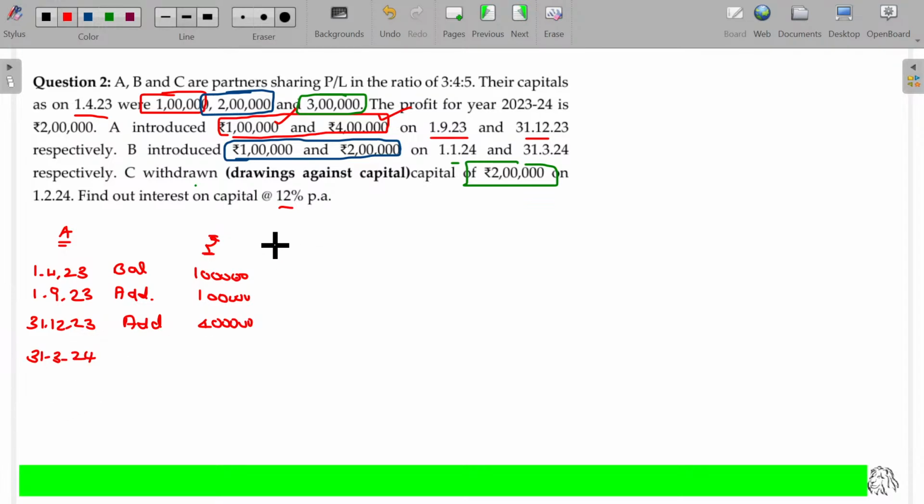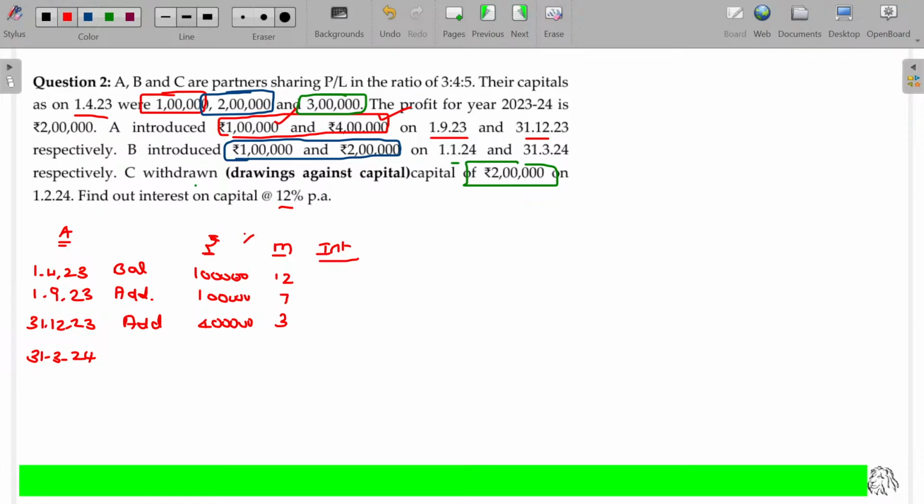Come on, tell me the number of months eligible for interest calculation for the first one. Maybe 12 months. Here, from 1/9 onwards: 9, 10, 11, 12, so 7 months. And from 31/12 onwards, 3 months. You can calculate interest for 12 months for 1 lakh, 7 months for this another 1 lakh, and 3 months for the 4 lakhs. Come on, find out the interest.